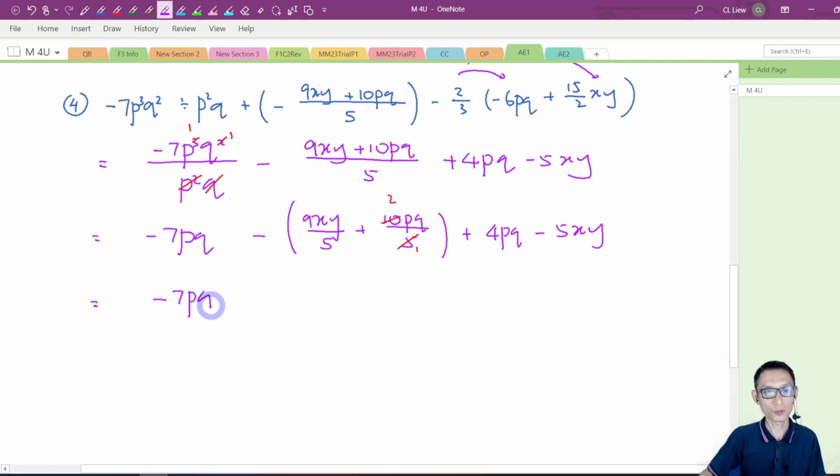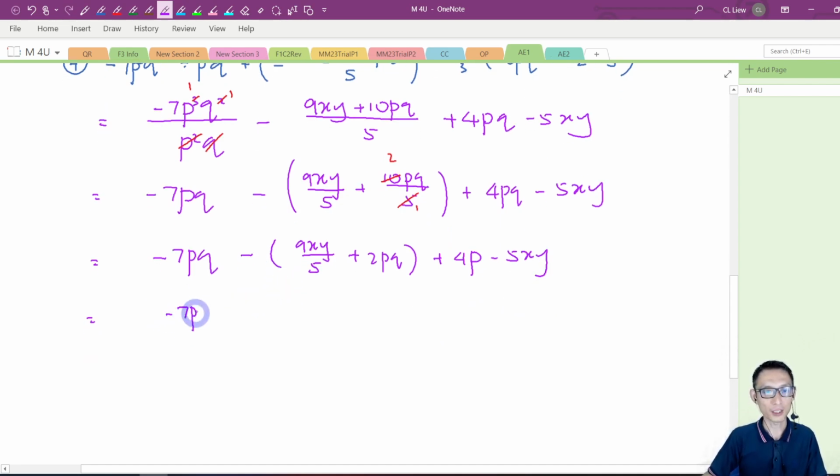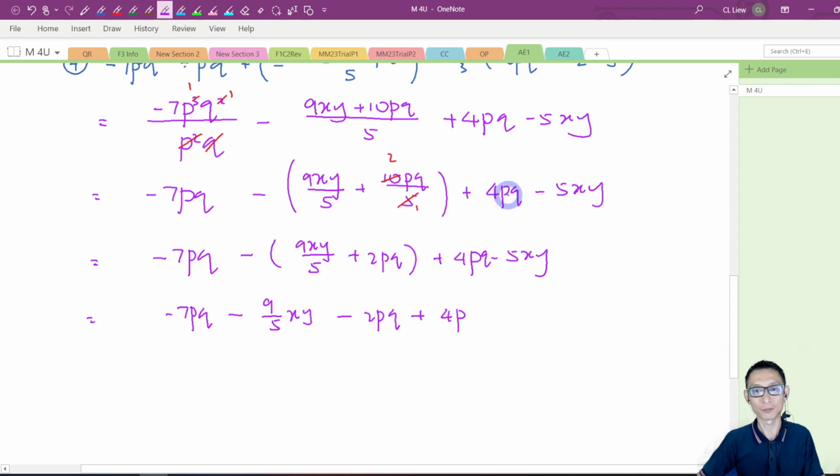Negative 7pq. Okay, let me copy first so that you won't get confused. 2pq plus 4pq minus 5xy. Now, only then I open up this parenthesis. Negative 7pq, negative positive, you get negative 9 over 5 xy here. If you want to write it in the middle here, it's fine. So negative positive, you get negative 2pq plus 4p. Oh, sorry, I forgot to copy the q. 4pq, right? Okay, 4pq minus 5xy.